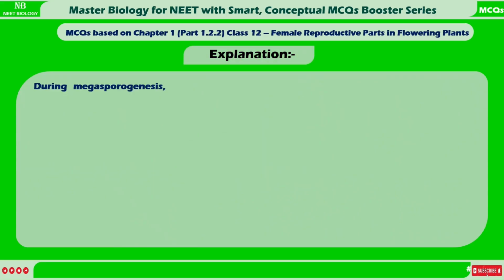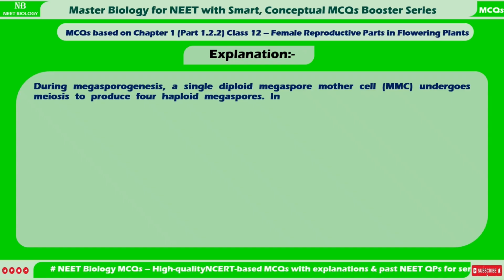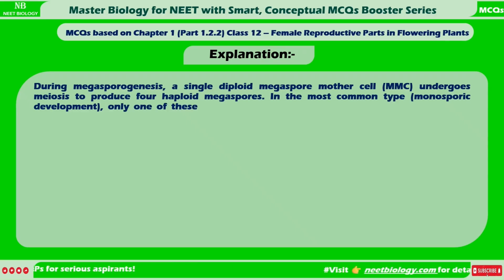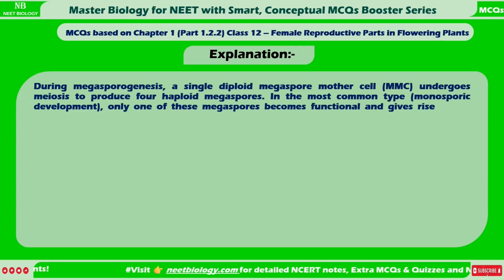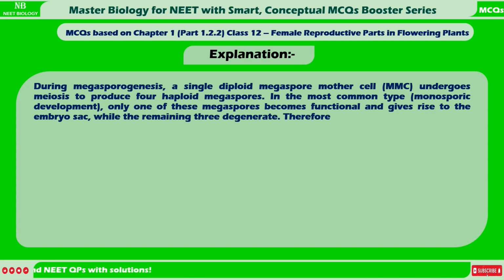Explanation. During megasporogenesis, a single diploid megaspore mother cell, MMC, undergoes meiosis to produce 4 haploid megaspores. In the most common type, monosporic development, only one of these megaspores becomes functional and gives rise to the embryo sac, while the remaining 3 degenerate. Therefore, option C is correct.